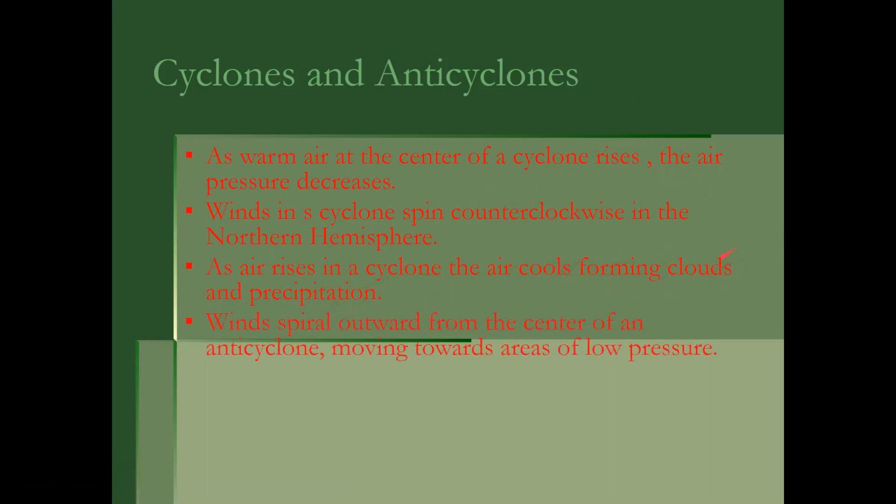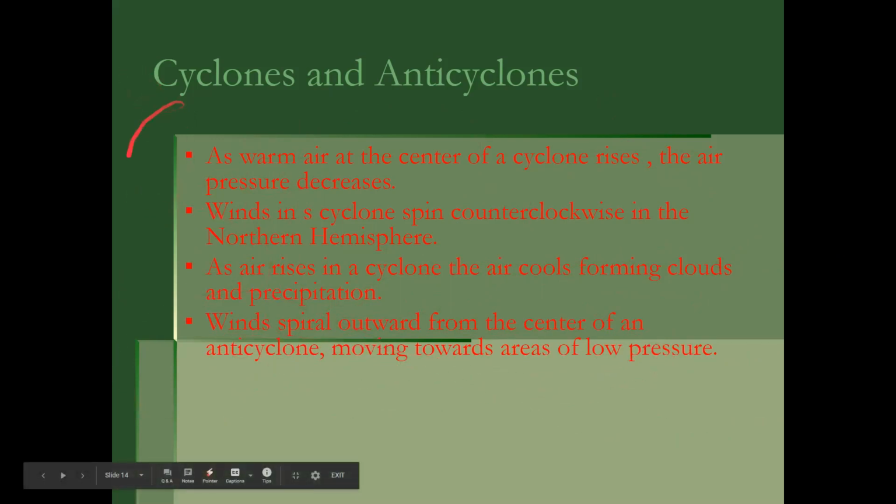The winds spiral outward from the center of an anticyclone. So that top part was about cyclones, and now we're talking about anticyclones. They spin outward from the anticyclone, and they move towards the areas of low pressure. So again, things want to move downhill. Anticyclones are high pressure, cyclones are low pressure. So that's downhill. The high wants to move towards the low. And the winds in an anticyclone spin clockwise in the northern hemisphere. So these two also spin opposite directions.